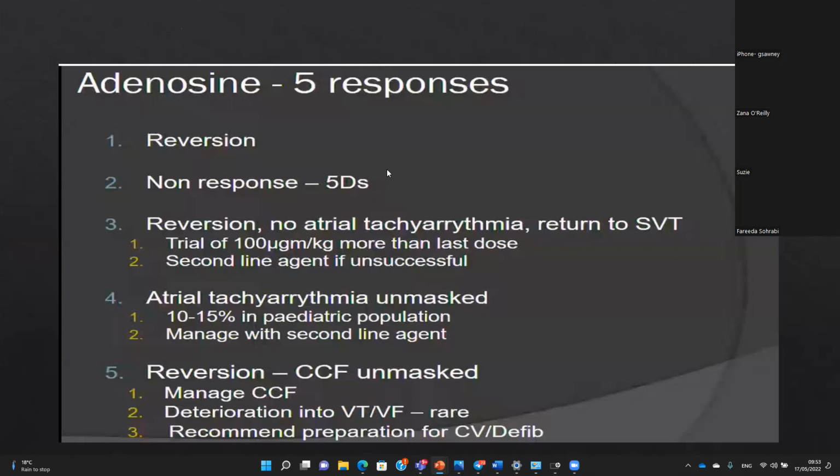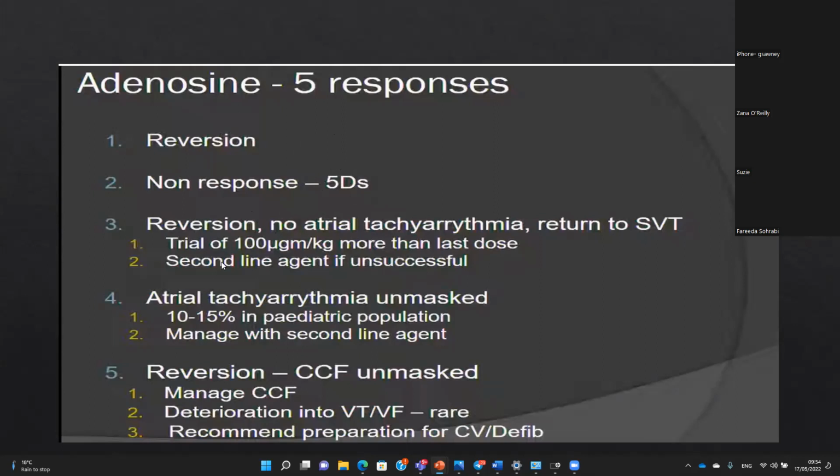So we have here the 5 responses of adenosine. Reversion, and the child will need cardiac follow-up with the pediatric consultant with cardiology expertise. And non-response, so then we have to think about the 5 Ds and why the adenosine failure happened and how to overcome every step.